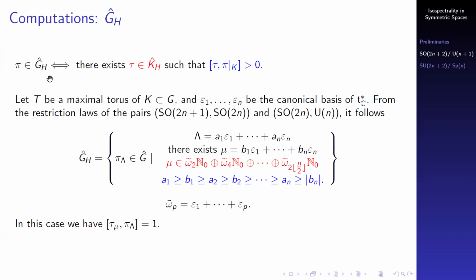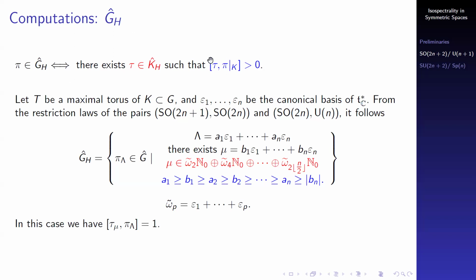A G representation P is a spherical representation of the pair GH if there exists a spherical representation in the pair KH, such that when we restrict P to K, it also has to have fixed vectors for H, because P has.